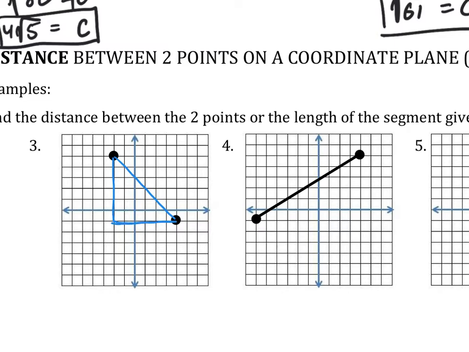Now we want to go ahead and look at our sides. We can find the sides of these triangles. And we can find it in one of 2 ways. First way, we can just count.